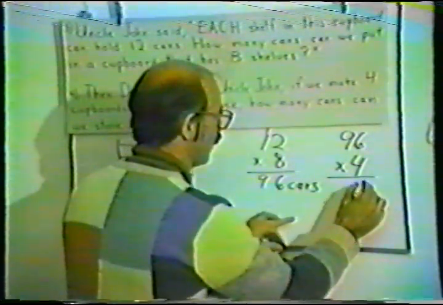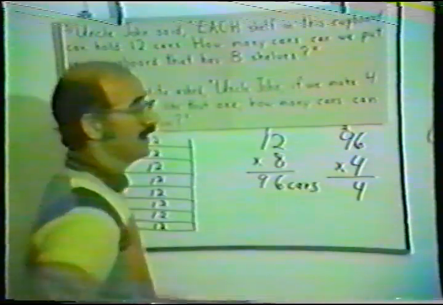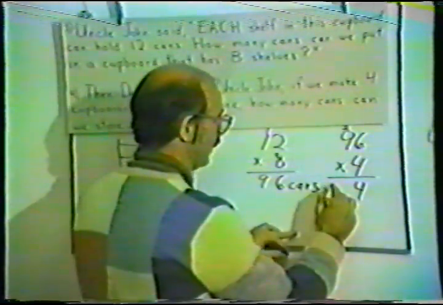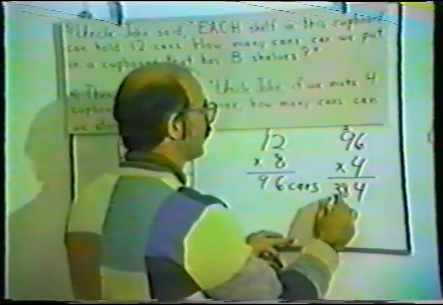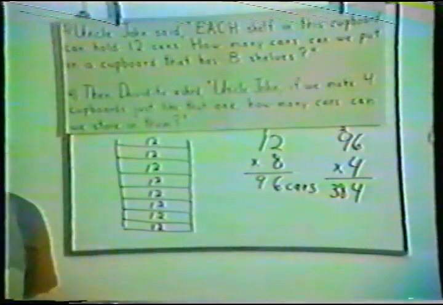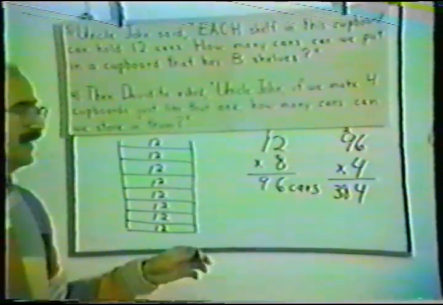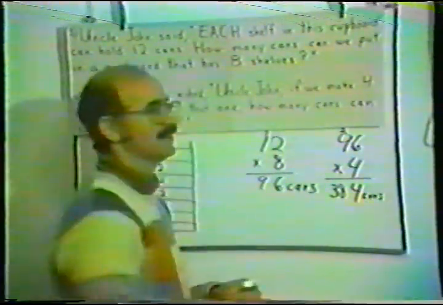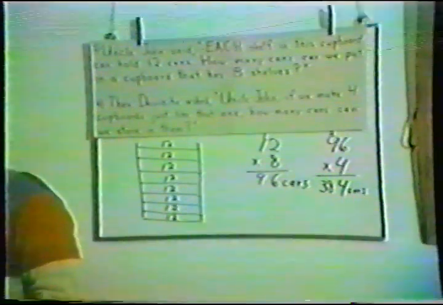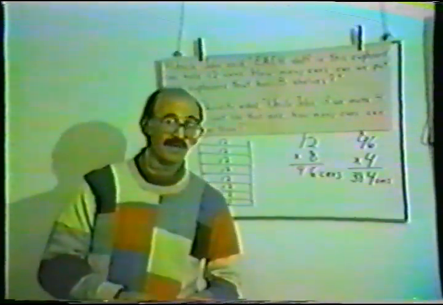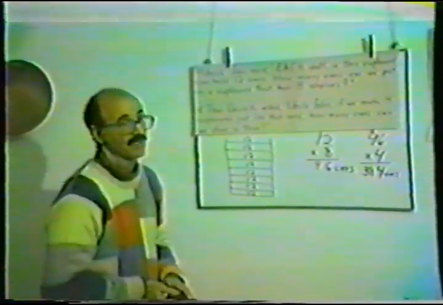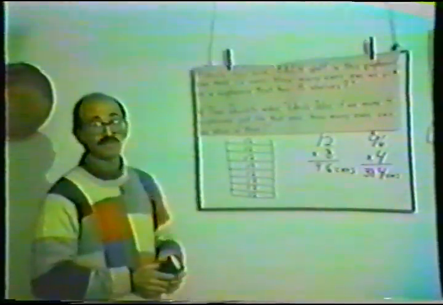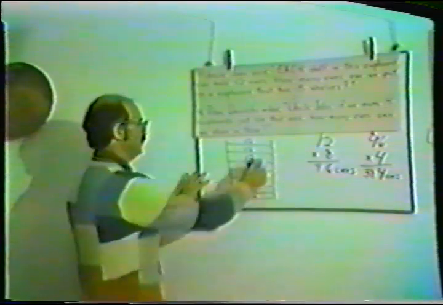Put down the 4, carry the 2. 9 times 4 is? 36. Plus the 2, 38. 384 what? Cans. 384 cans, and you could say in the 4 cupboards if you wanted to. Another multiplication problem, but this time problem 4 was based on information also in problem 3.